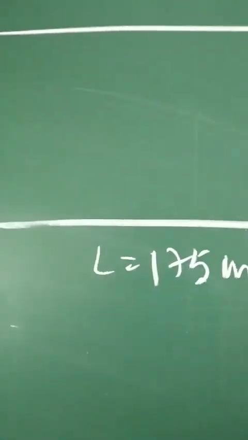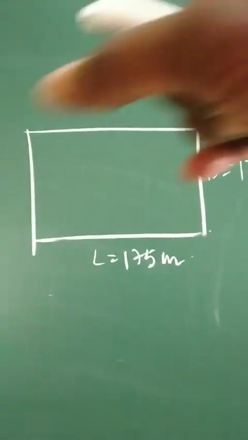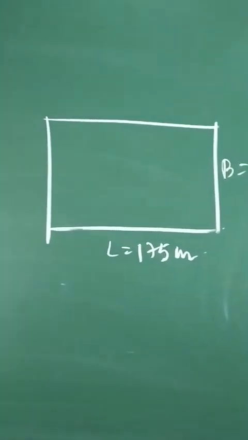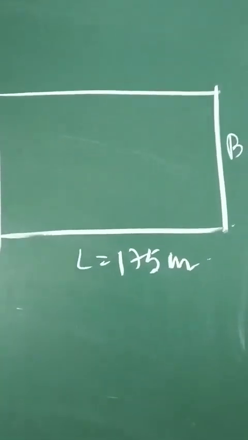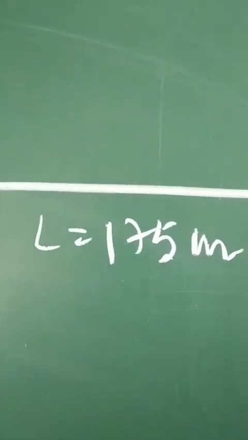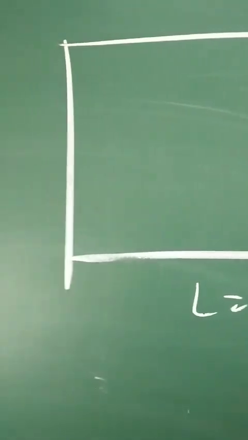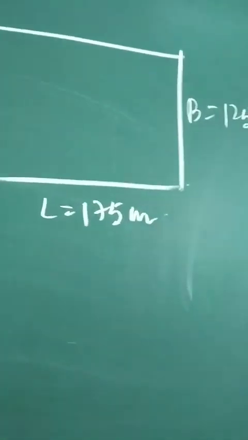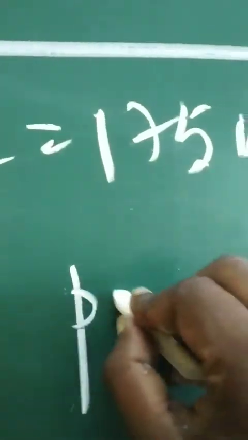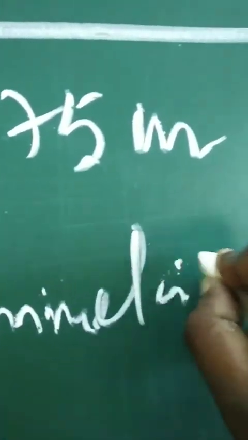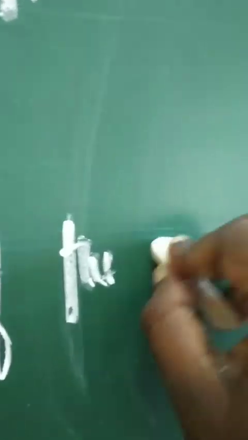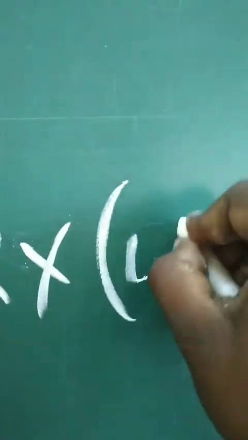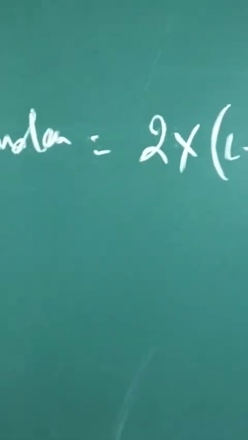Again, children, they're talking about the fencing, which means we have to find the perimeter of this rectangular park. And the cost of fencing is rupees 12 per meter. So our first job is to find the perimeter of this figure. So we'll find the perimeter of the garden. The perimeter of the garden is equal to 2 into length plus breadth.